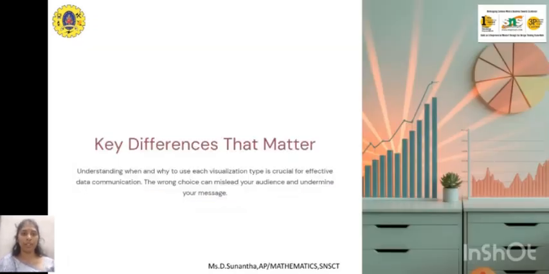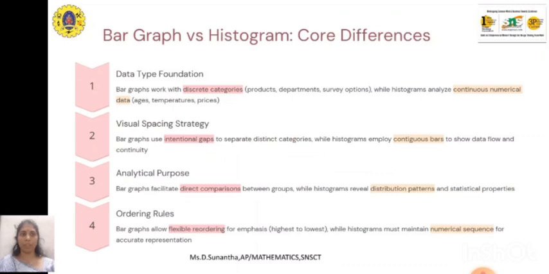The key differences: understanding when and why to use each visualization type is crucial for effective data communication. The wrong choice can mislead your audience and undermine your message. Bar graph versus histogram, core differences. Data type foundation: bar graphs work with discrete categories, whereas histograms work with continuous numerical data. Visual spacing strategies: bar graphs use intentional gaps to separate distinct categories, while the histogram employs contiguous bars to show data flow and continuity.